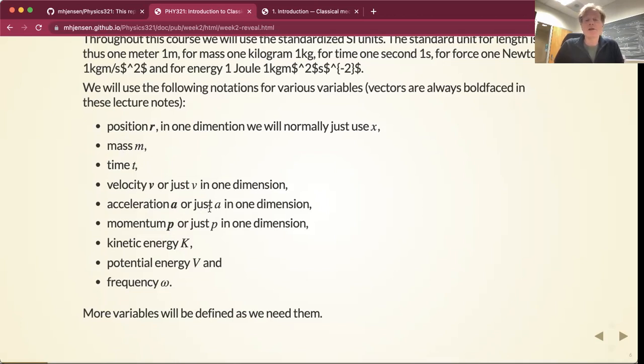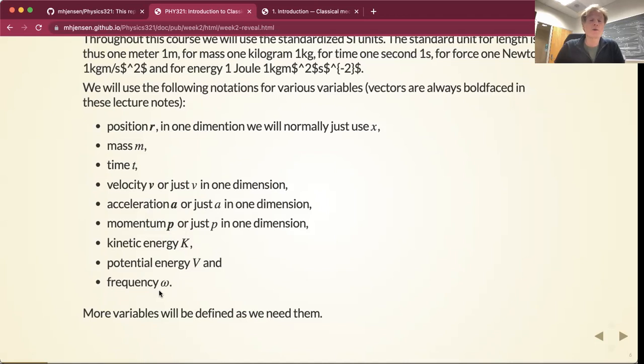If we're just in one dimension, there will not be a bold-faced symbol. Sometimes we will write this with a subscript x to indicate that this is the acceleration in the x direction. And similarly, we would have an a with a subscript y in case this is the acceleration in the y direction. Similar for the velocity, the momentum p. We will use the letter k for kinetic energy.